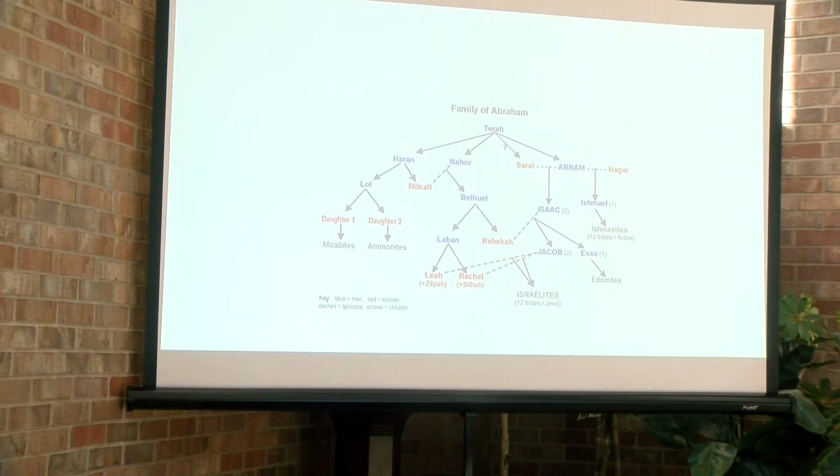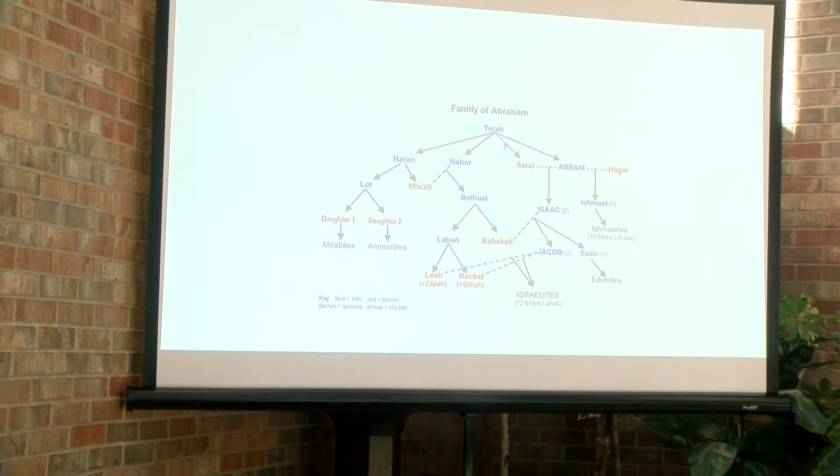But what we're going to look at right now is that there are three sons of Terah: Haran, Nahor, and Abram. Haran died before Terah left, but he left behind a son, Lot. Lot we encounter in the story of Abraham and Lot. Nahor joined a little bit later, and he had a son that was Bethuel.